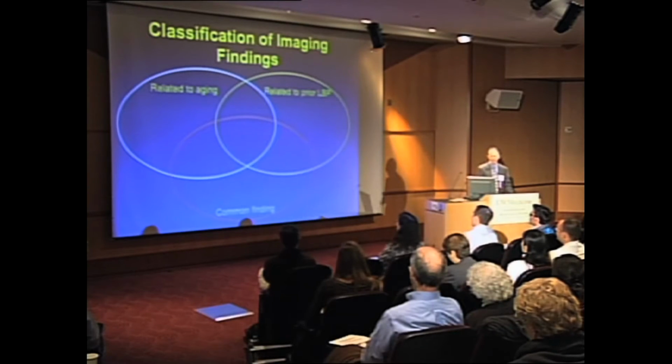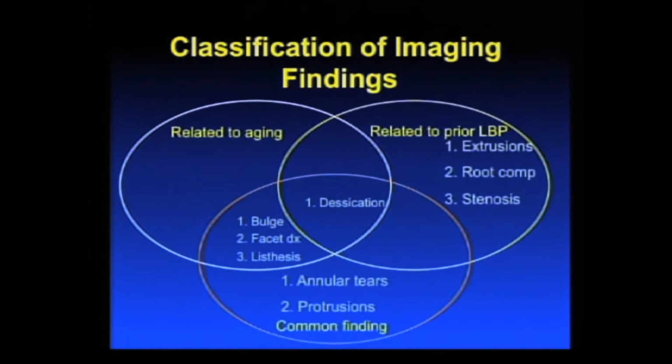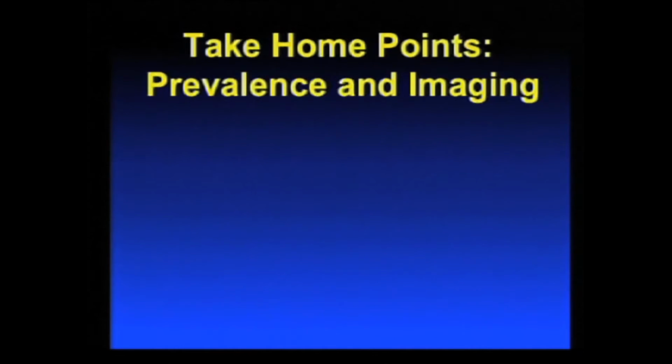So in summary, just to wrap up, one can look at imaging findings, those related to aging, those related to prior back pain, those that are common, and just to focus on the last three, clinically, the ones that are likely most relevant are the ones that are related to back pain, not related to aging, and not terribly common. And so if one focuses on extrusions, root compression, and stenosis, we're probably doing well.